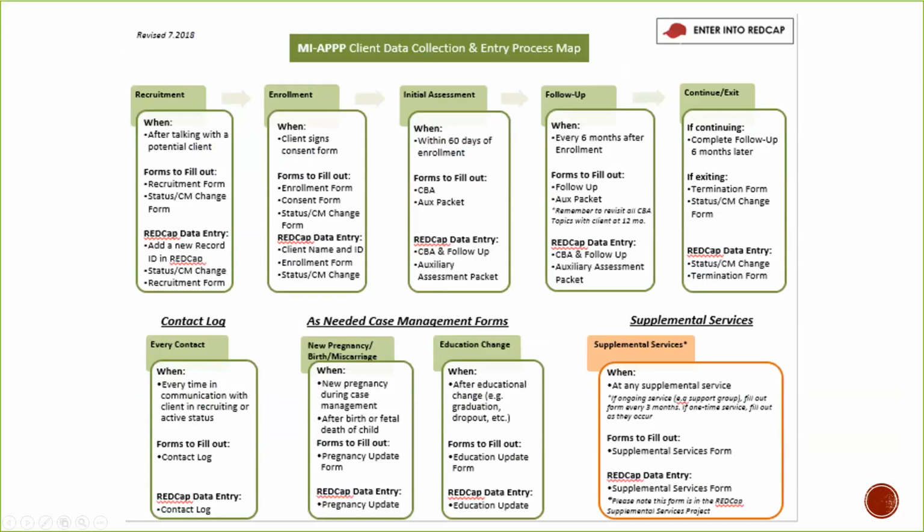Back to our process map. The next phase on the process map is the follow-up. During this phase, you and your client will fill out the 2 forms together, the follow-up form and the auxiliary packet. Since we just covered the auxiliary packet, we'll only be covering the follow-up form now.